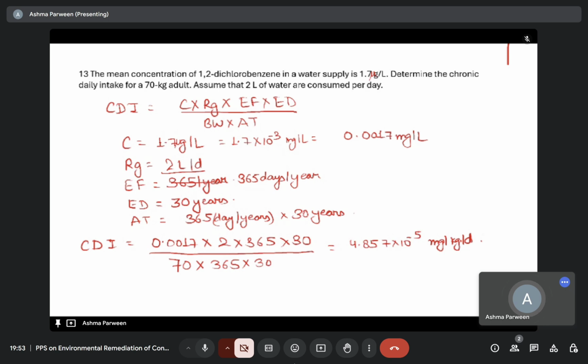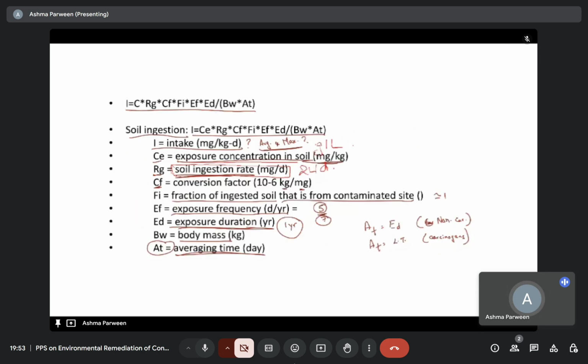So the chronic daily intake. We have been given the concentration of the pollutant, we have been given the ingestion rate, and we have been given the exposure frequency. So anyone drinks water every day, so it will be 365 days per year, and we have assumed the exposure duration as 30 years. So let me write here, exposure duration is 30 years. So for this we have to find out the chronic daily intake. So we put everything into the formula and we find out the chronic daily intake, which was coming out to be 4.857 into 10 to the power minus 5 milligrams per kg per day. Now let's move to the next question.